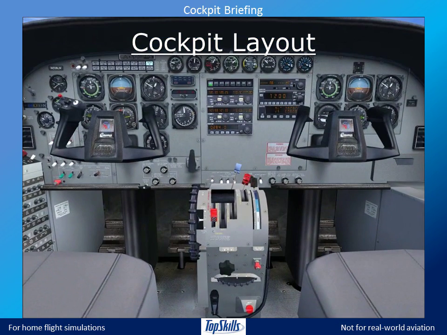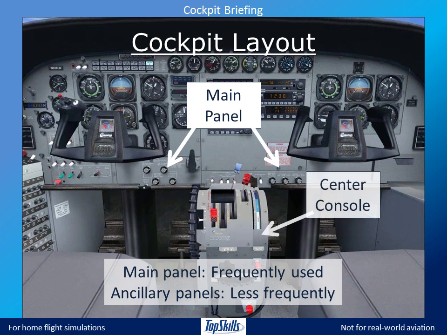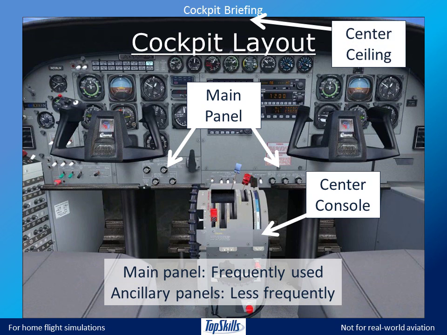Modern cockpits are arranged in a logical layout. The main instrument panel contains the instruments and controls used most often during flight. Ancillary panels contain instruments and controls that are used less frequently. They are at the bottom of the main panel, on a center console between the left and right seats, in the ceiling above the windscreen. Some are even on the sidewalls. Not all of them work in home flight simulation programs, however.